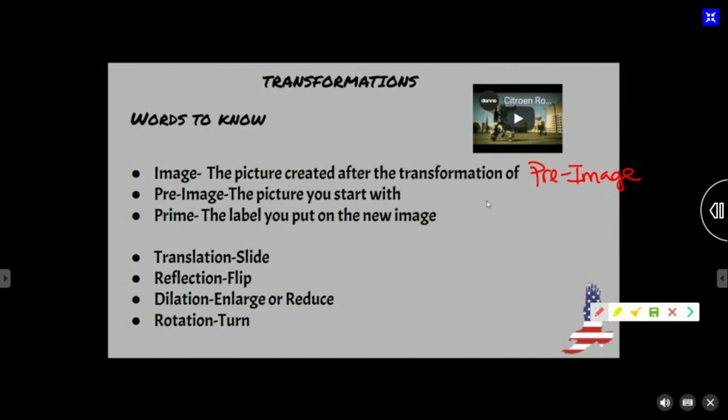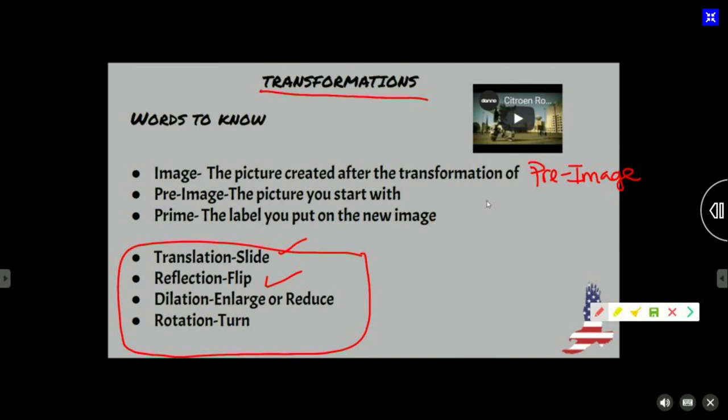Now these four right here are types of transformations, okay? They're all transformations. We have one that's called a slide. That's the translation. We're going to talk about that today. A slide is just like nothing changes, right? My shape stays the same. My size stays the same. It's just sliding. That's a translation.